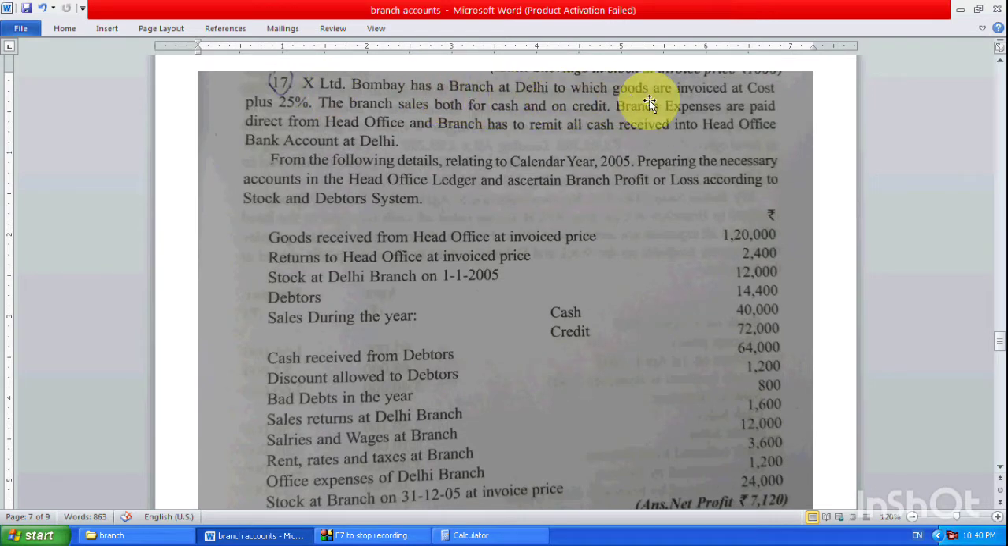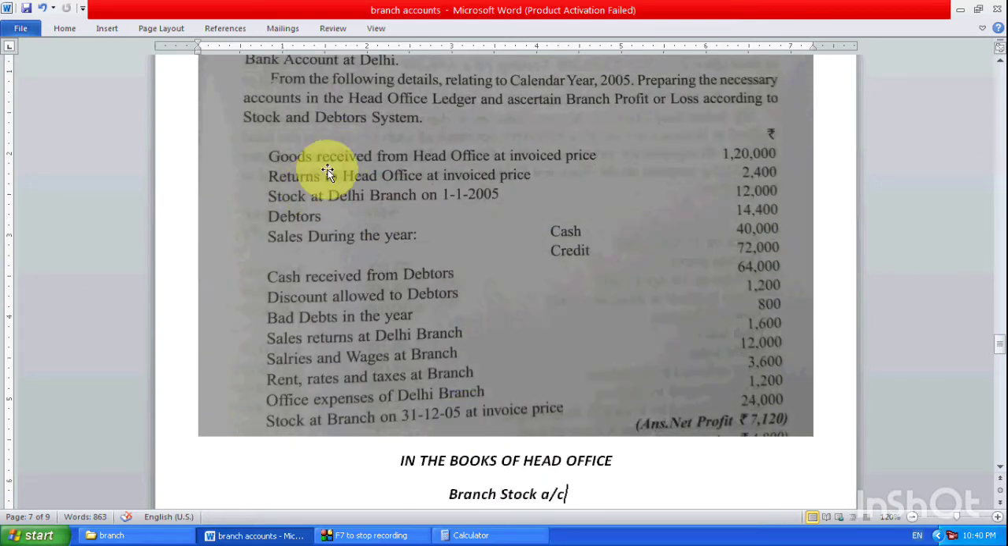X Limited Bombay has a branch at Delhi to which goods are invoiced at cost plus 25%. The branch sells both for cash and credit. Branch expenses are paid direct from head office, and the branch has to remit all cash received into the head office bank account at Delhi. From the following details relating to calendar year 2005, prepare the necessary accounts in the head office ledger and ascertain branch profit and loss according to stock and debtor system. Okay, so here see, stock according to stock and debtor system.